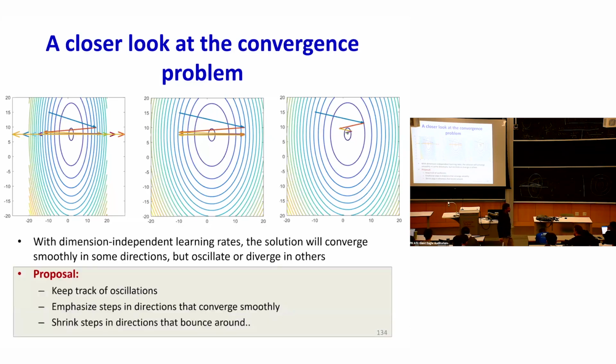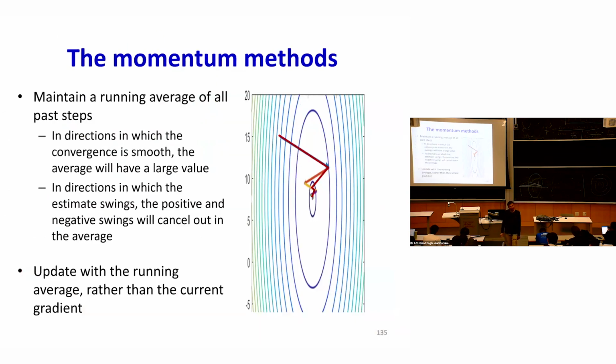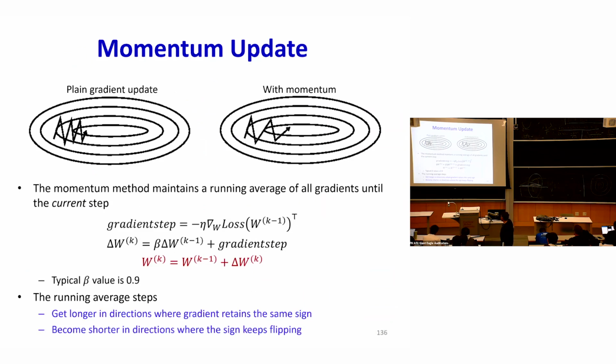But just to give you a quick heads up, the two simplest principles that we're going to look at: we're going to keep track of oscillations. You want to emphasize steps in directions which converge smoothly and shrink steps in directions that bounce around. And one way to do this is to maintain a running estimate of the steps that you have taken. If I have a running estimate of the gradients, the gradients have multiple components, right? We know backprop computes the gradient for us. That's what we have to take advantage of. Eventually, what backprop gives us is gradients. And so I can just keep a running estimate of gradients.